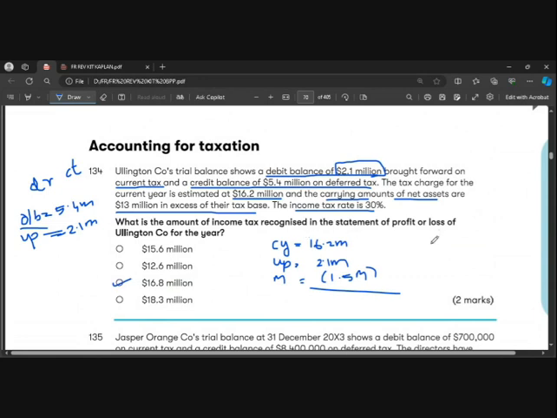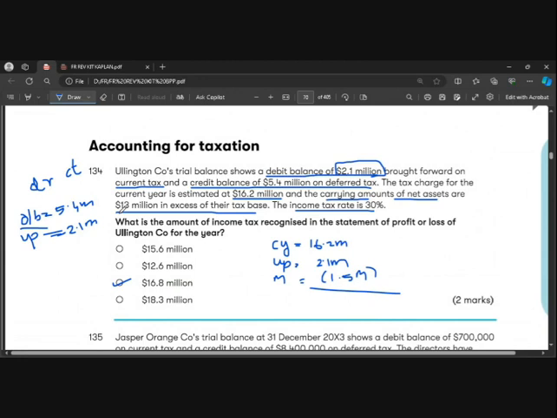Understood? So I'm just going to repeat it. A debit balance on current tax relates to under provision. Any credit or debit balance relating to the current tax is over or under provision. A credit balance on deferred tax is the opening balance, and the current year estimate they will directly give you. And if they're telling you the carrying amount of net assets is in excess of the tax base, that means that amount is just a taxable temporary difference.